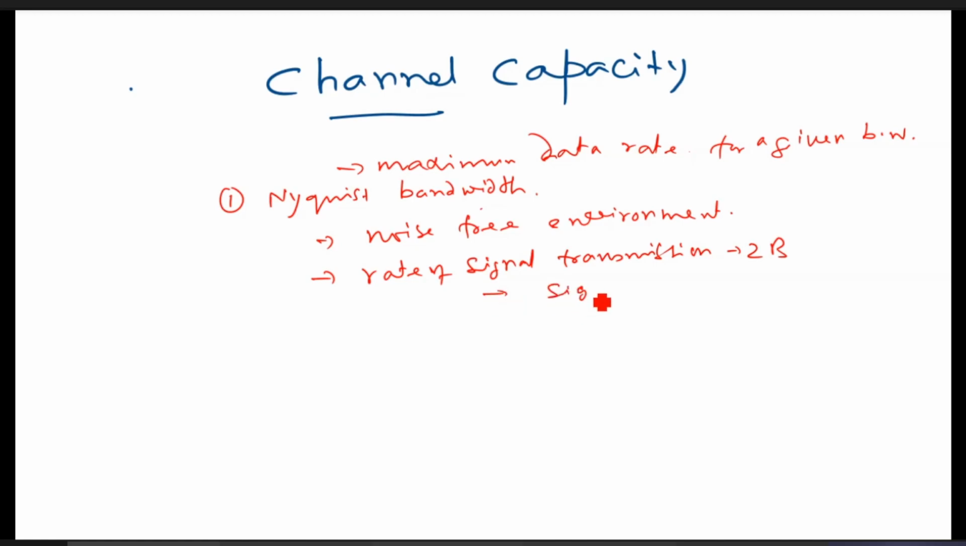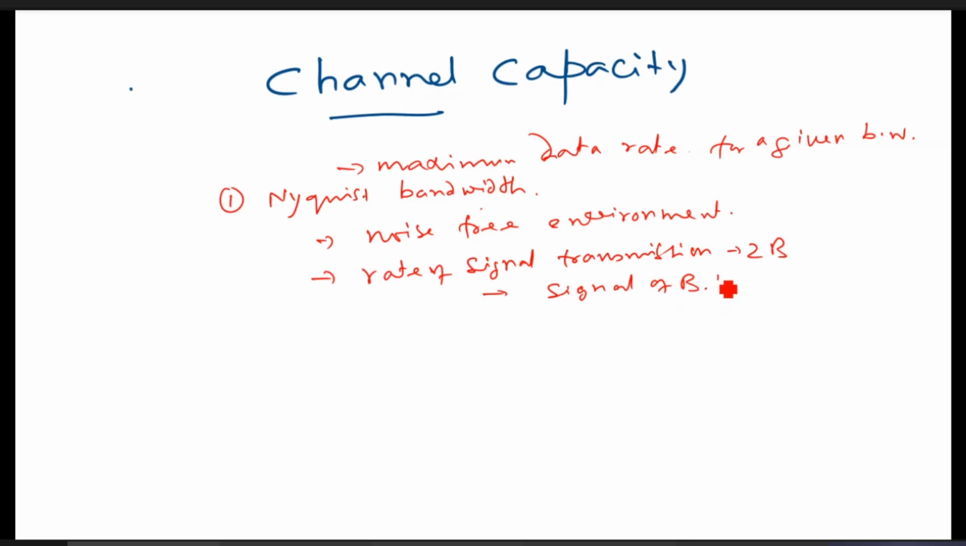A signal with frequencies no greater than B, that means B is the bandwidth. So the rate of signal transmission is 2B. Then a signal of bandwidth B is sufficient to carry the signal rate.